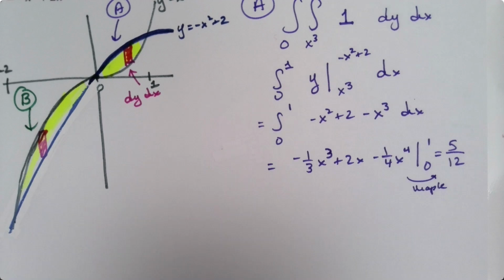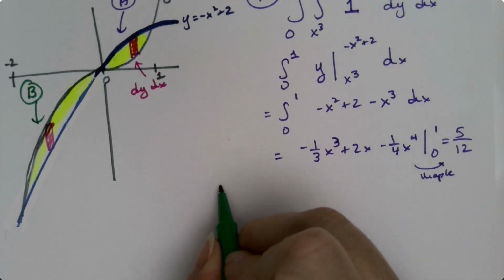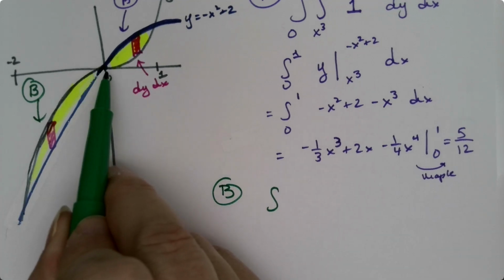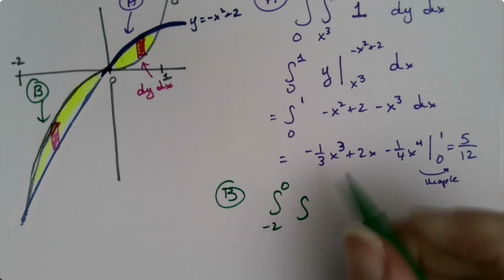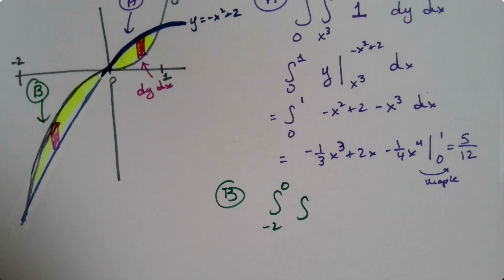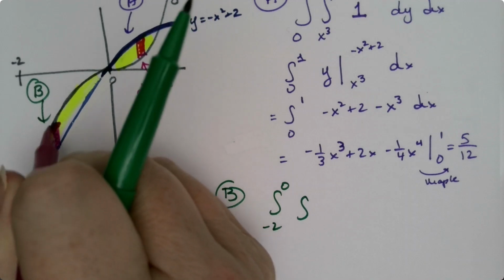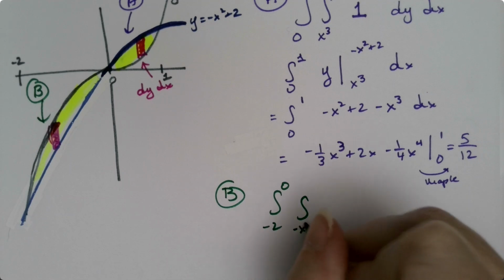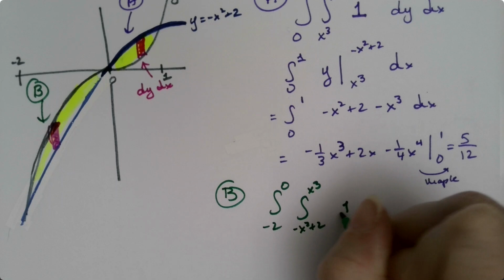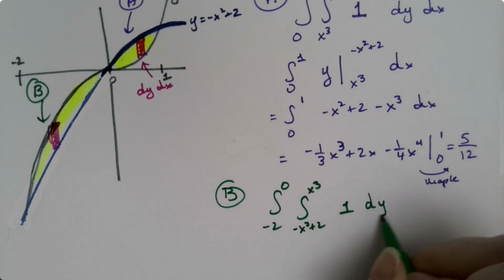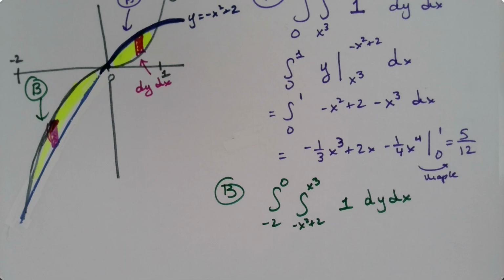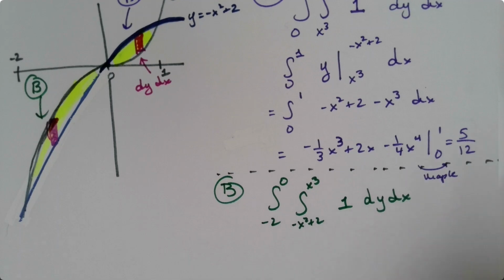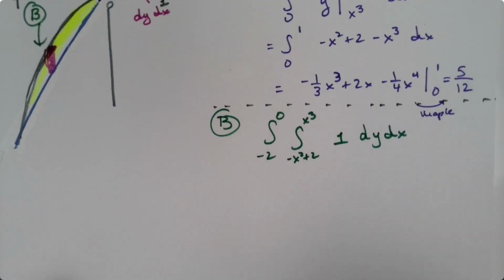Okay, next, let's do section B. So section B would be the integral from, now that'll be from -2 to 0 for the x. So -2 to 0. And then on this side, the x cubed is on the top, and the -x squared plus 2 is on the bottom. So it's going to be -x squared plus 2, x cubed of 1 dy dx, because we haven't changed the fact that we're doing this vertically, right, with vertical rectangles.